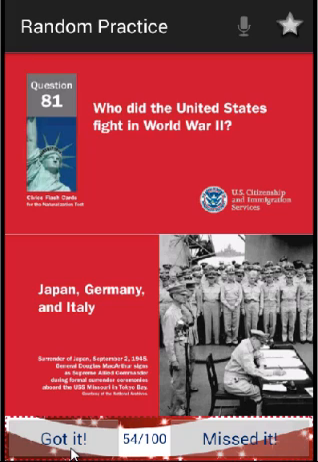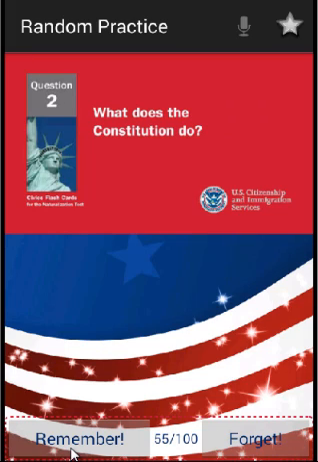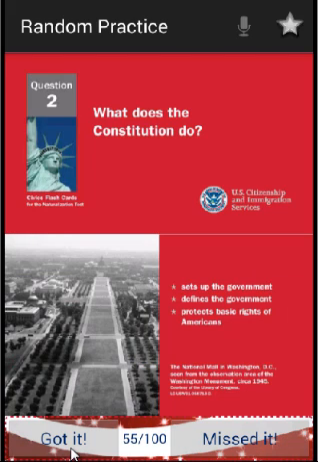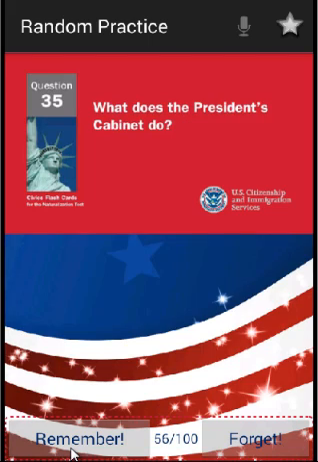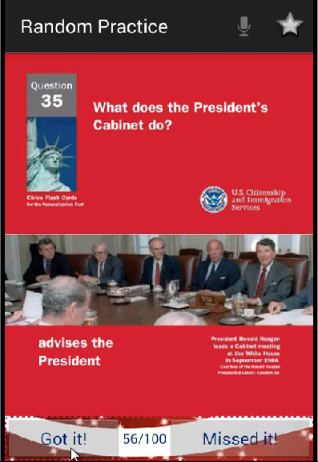Japan, Germany, and Italy. What does the Constitution do? Sets up the government. Defines the government. Protects basic rights of Americans. What does the President's Cabinet do? Advises the President.